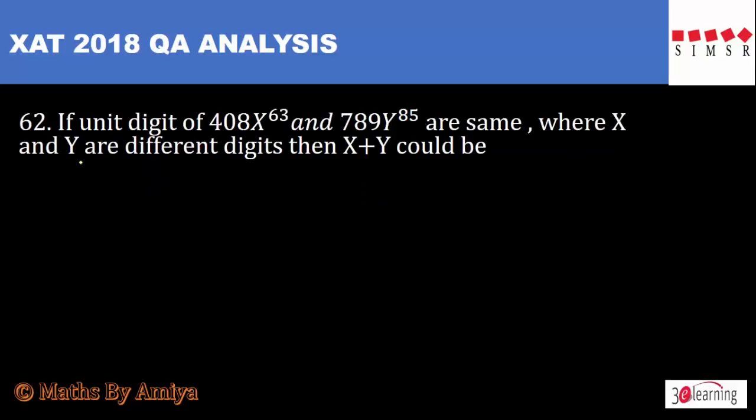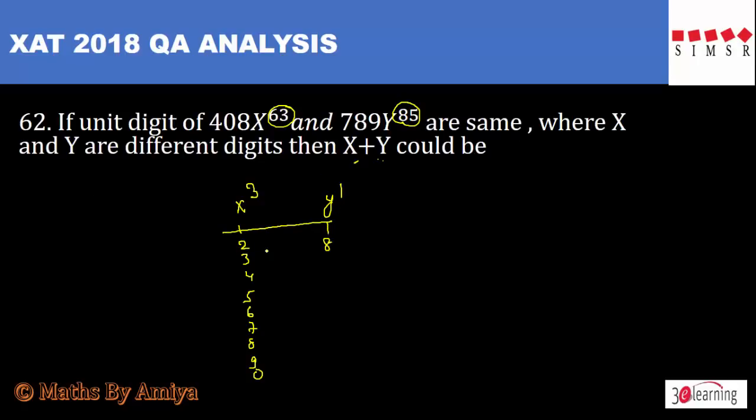Let's solve question number 62, the easiest question. We have to find x plus y if the last digit of this and this are the same. For the last digit, we need to divide the power by 4. If we divide the power by 4, we are getting what? x cube and y have the same last digit. Assume x is 1, 2, 3, 4, 5, 6, 7, 8, 9 or 0. Then 1 cube is 1, which is cancelled out because x and y are different digits.